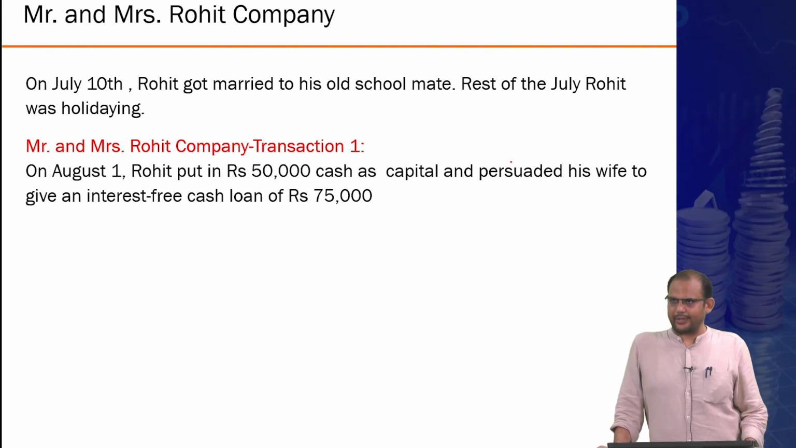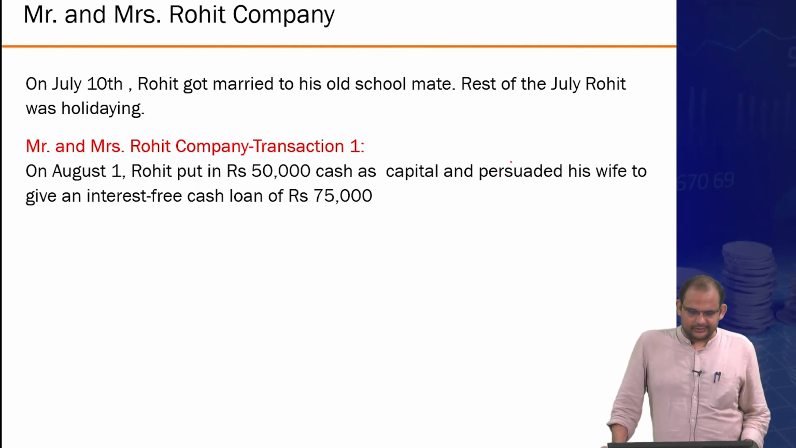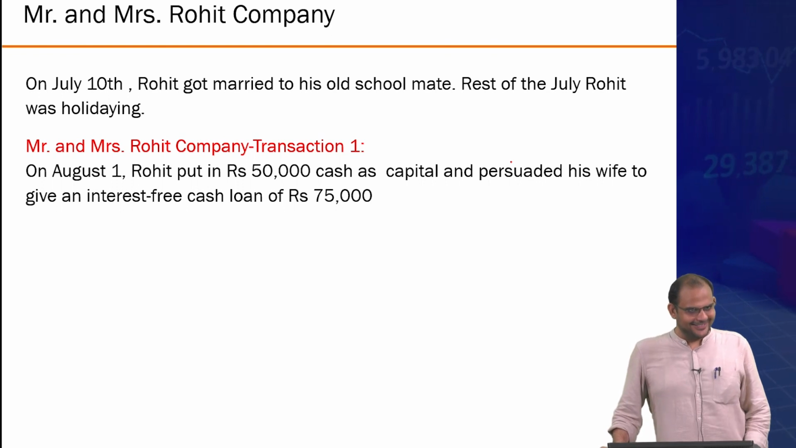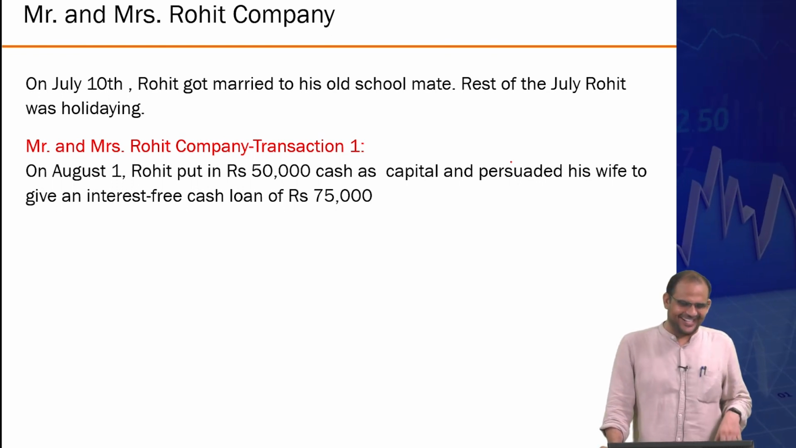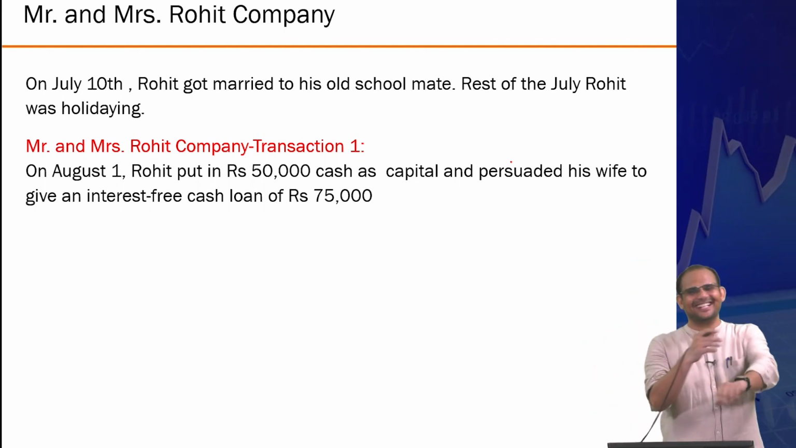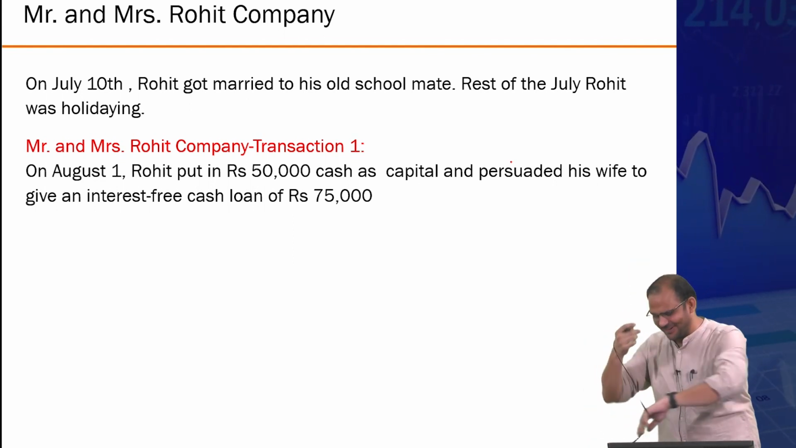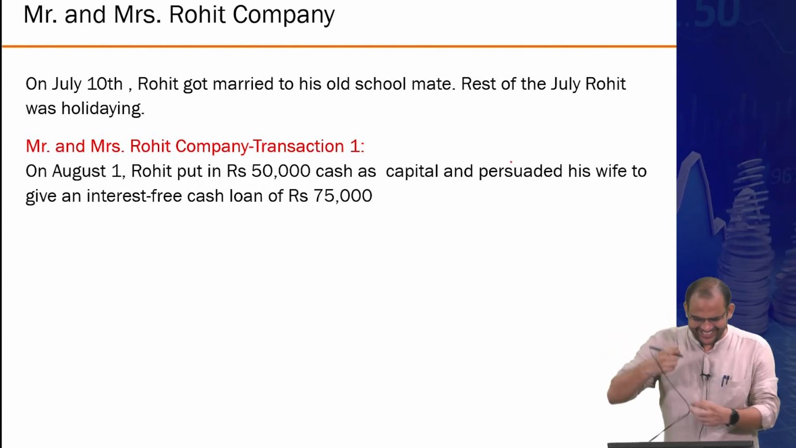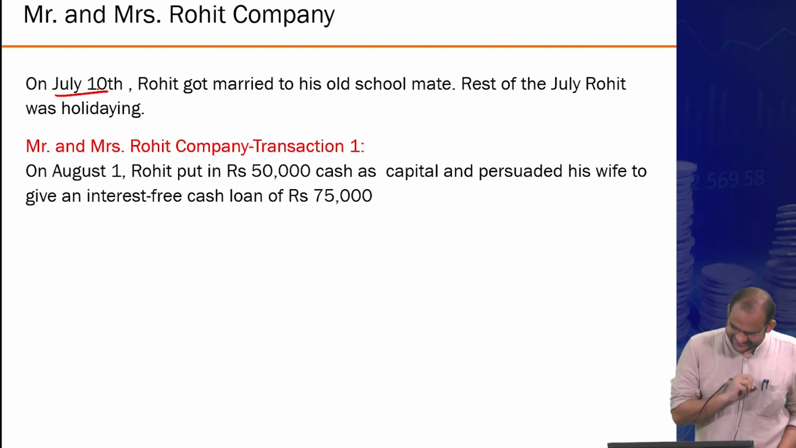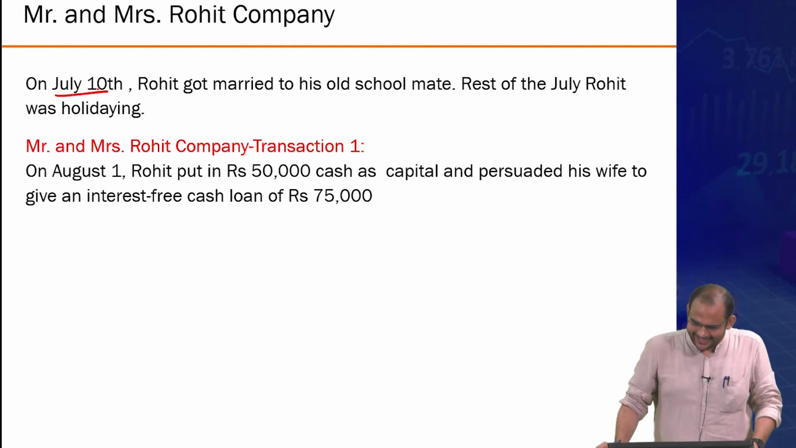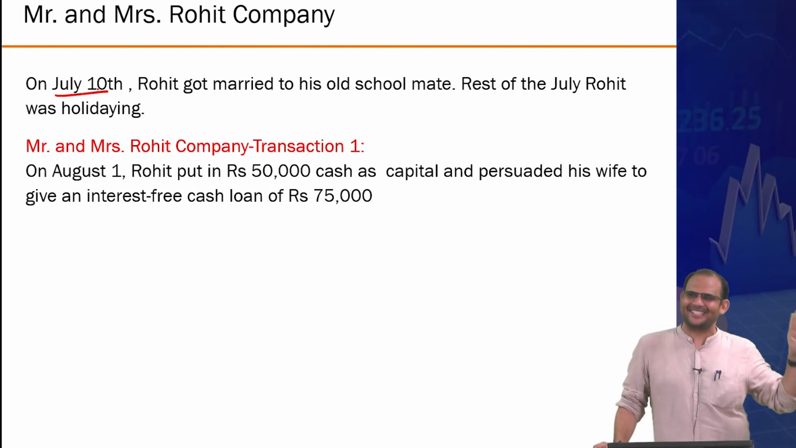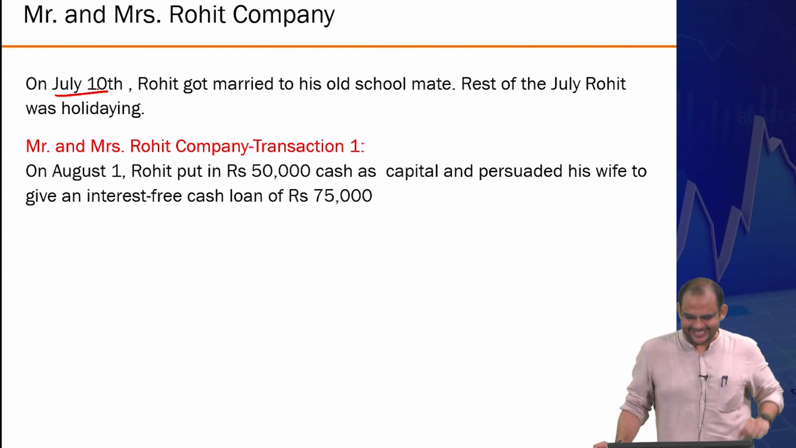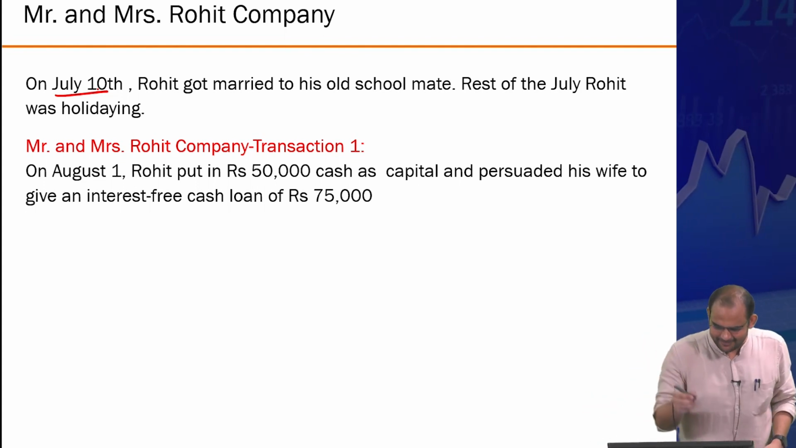Okay? So now Rohit has married already. So fast, 2,000 rupees profit, and he is marrying already. Problems with startup guys. So on July 10th, Rohit got married to his schoolmate. Rest of July, Rohit was holidaying only on 2,000 rupees. First profit, Christmas celebration.